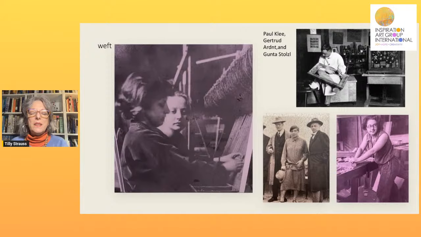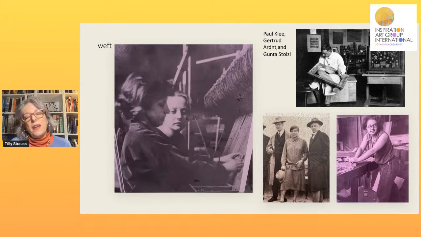Now, the bottom middle picture is Gunta Stölzl. She taught Annie weaving and experimentation. She was actually one of the only female masters at the Bauhaus. And under her, Annalise would create curtains and carpets and upholstery and wall hangings. And during the Second World War, which comes up, she flees to Switzerland and runs a thriving weaving business there.